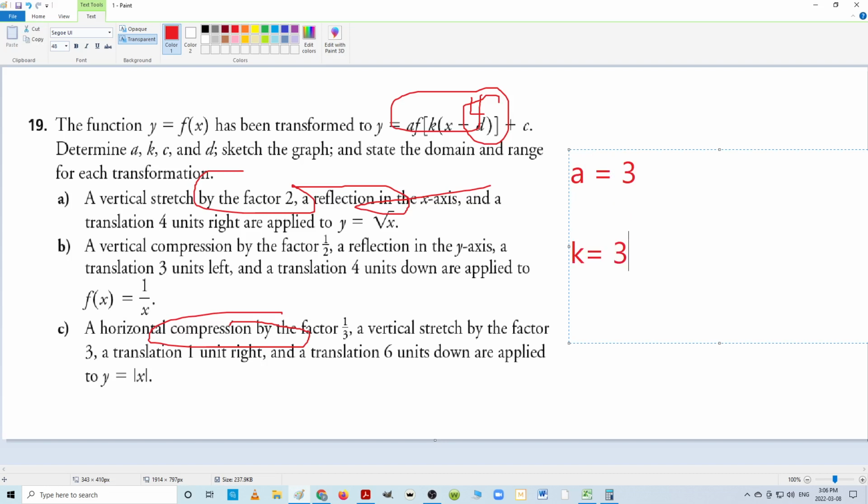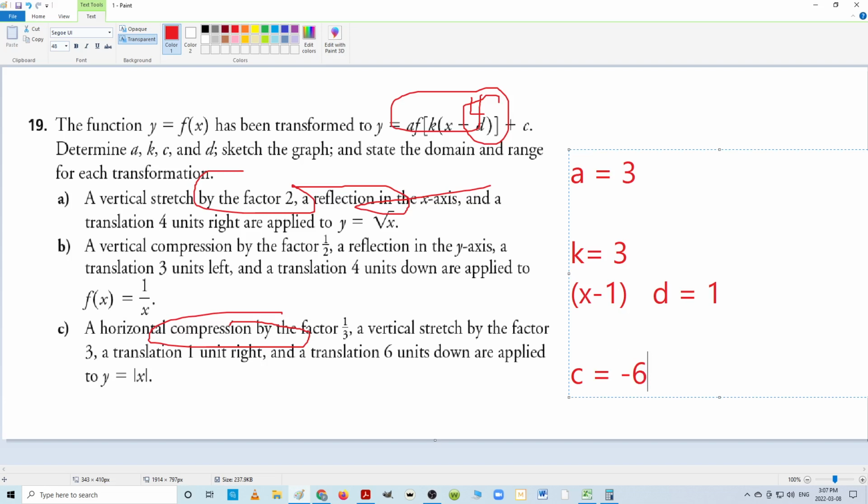Translation 1 to the right. So in that bracket it's going to be x minus 1. So you could say that D is equal to 1. And then finally translation 6 units down. So C is equal to minus 6. And I think that's all of it.